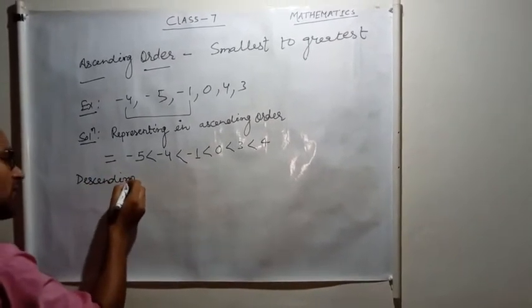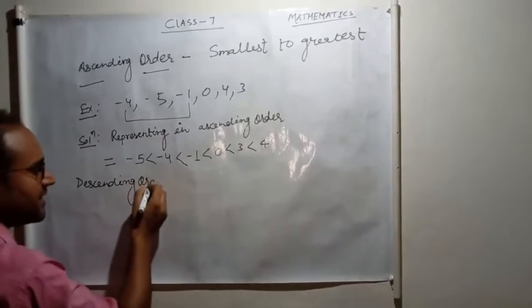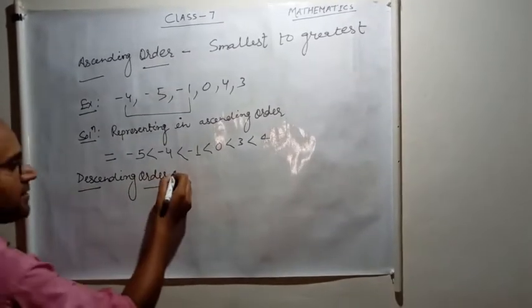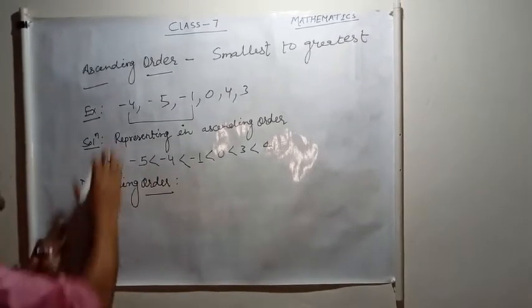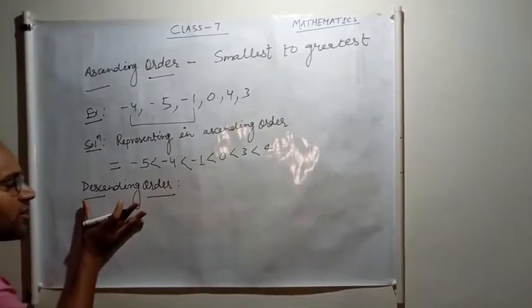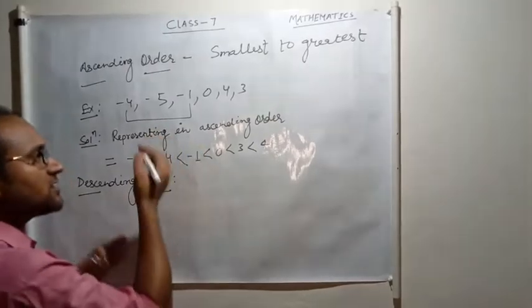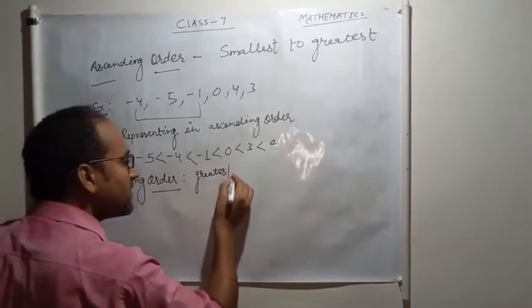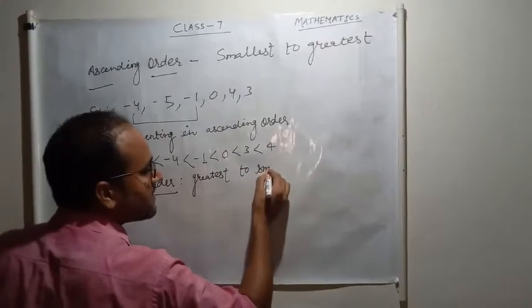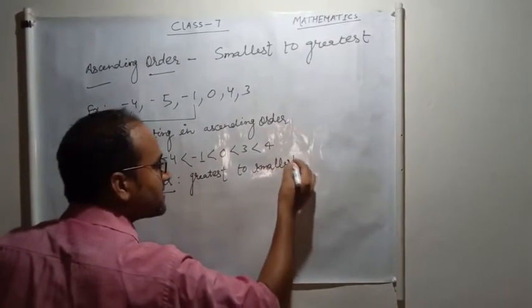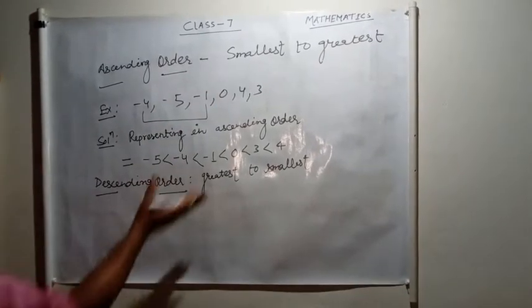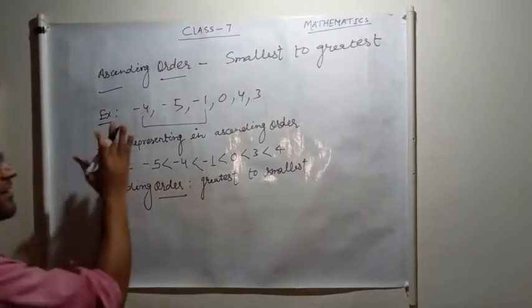Same as this is descending order. Descending order, students, is just the opposite of ascending order. Descending order means greatest to smallest. In this case, just opposite of this one. Here, first we find the greatest one.